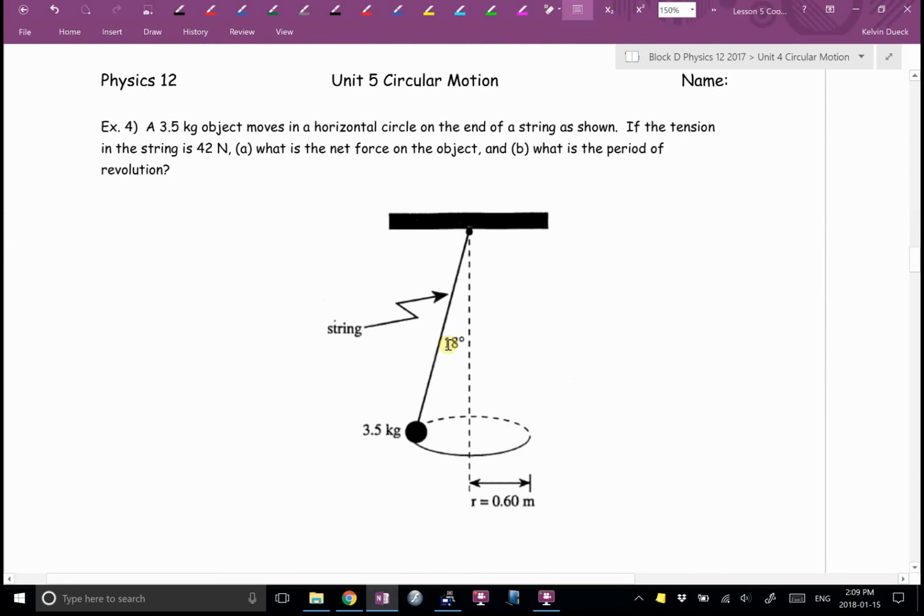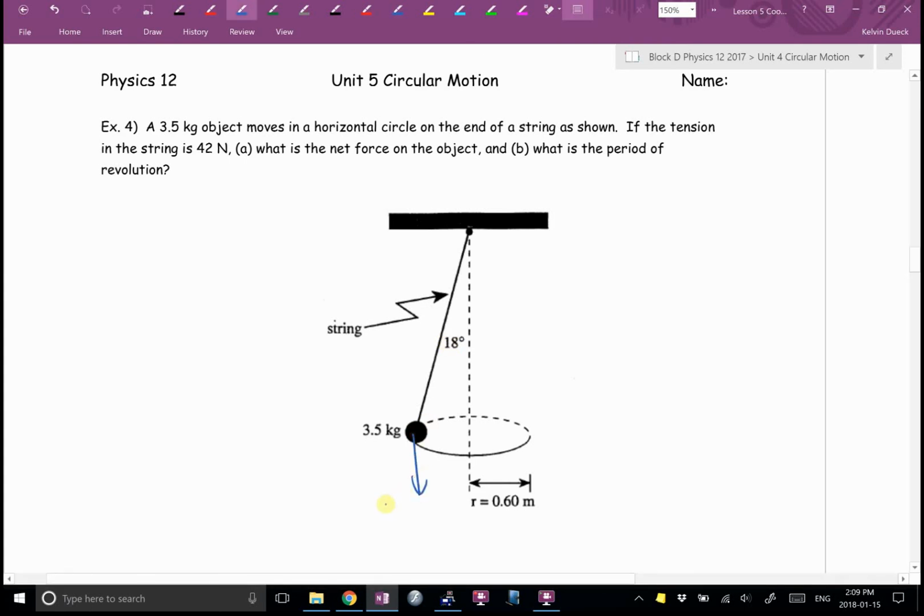An object moves in a horizontal circle on the end of a string as shown. If the tension is 42 newtons, A, what's the net force on the object? And B, what's the period of revolution? You know what this is a job for? I think so. You know what? I'm going to be really lazy. I'm just going to label my forces.